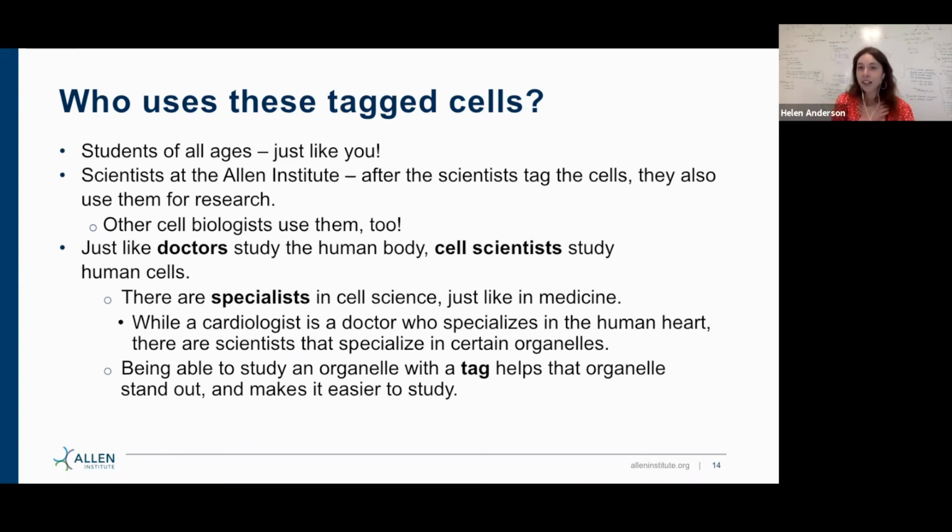So if I'm a cardiologist, I study human medicine, but I'm a heart specialist. Some kinds of cell biologists are cell scientists, but they might specialize in a specific kind of organelle, like a nucleus specialist or a mitochondrial specialist. Being able to study an organelle with a tag helps that organelle stand out in the cell and therefore makes it much easier to study because you're able to see it more easily. So specialists in cell biology really appreciate these tagged lines that highlight their organelle of interest.